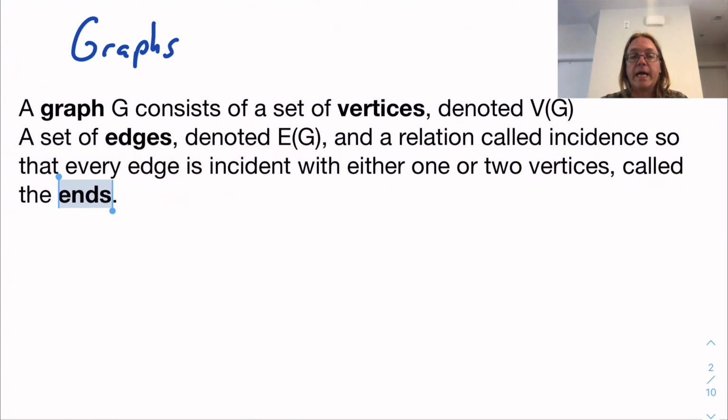Okay, so again, we're going to be thinking about graphs in lots of different ways. We're going to be drawing pictures. We'll be talking about them using some descriptive language. But at the end of the day, as a formal object, a graph is a set of vertices, a set of edges, and a special relation called incidence that has the rule that every edge is incident with either one or two vertices. Okay.